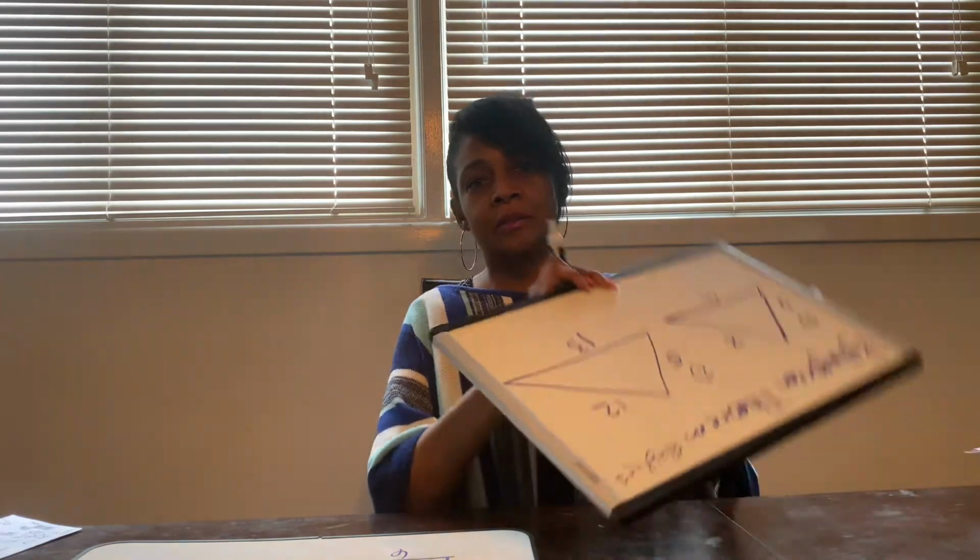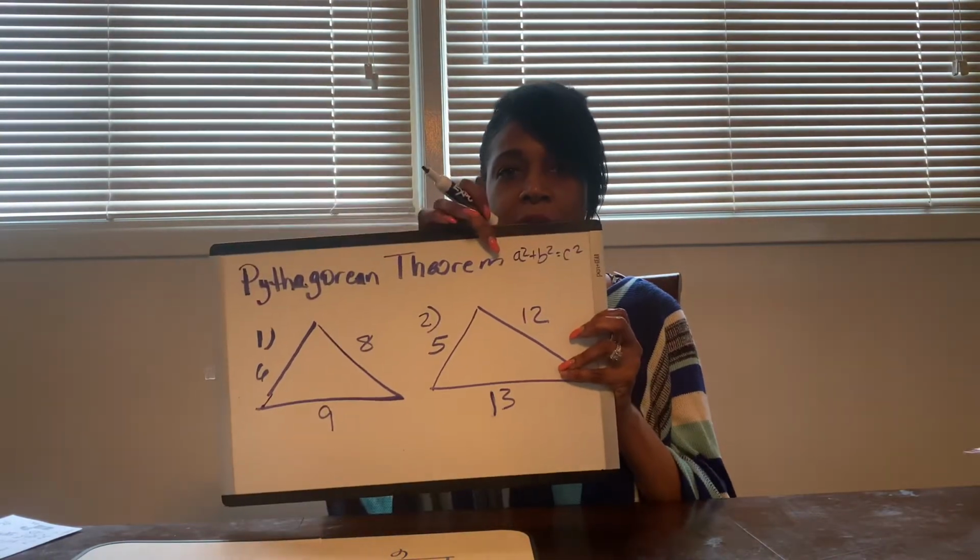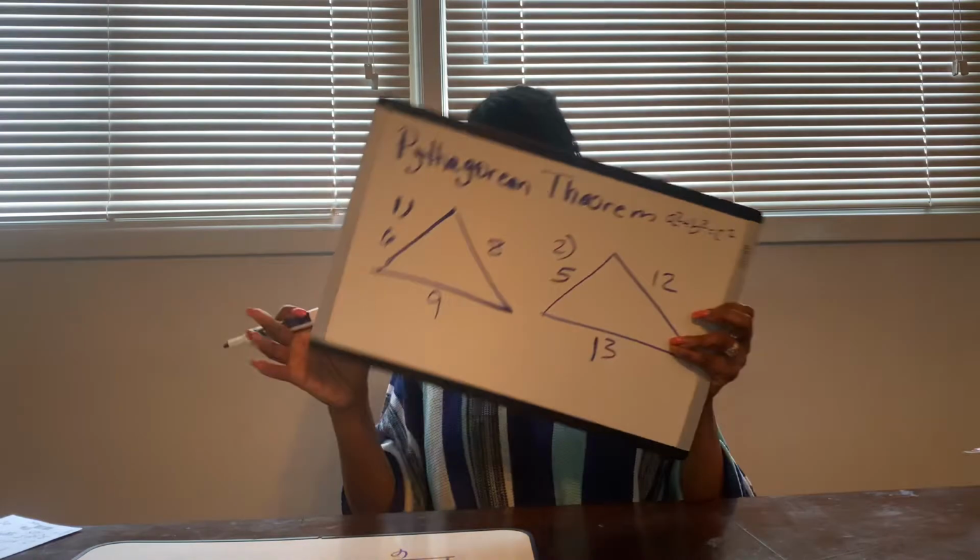The formula for Pythagorean theorem is a squared plus b squared equals c squared, okay? That just means that we are trying to make sure that all of our sides equal to the same number. So, with this particular type of Pythagorean theorem, we are determining whether the sides of the triangle form a right triangle. And the answer will be simply yes or no.